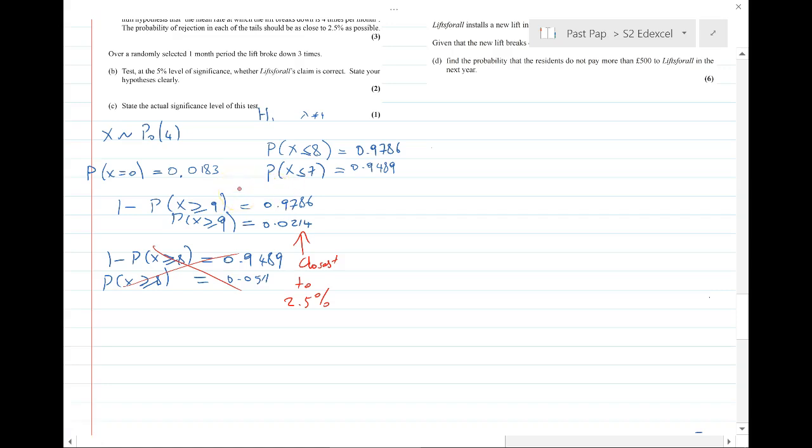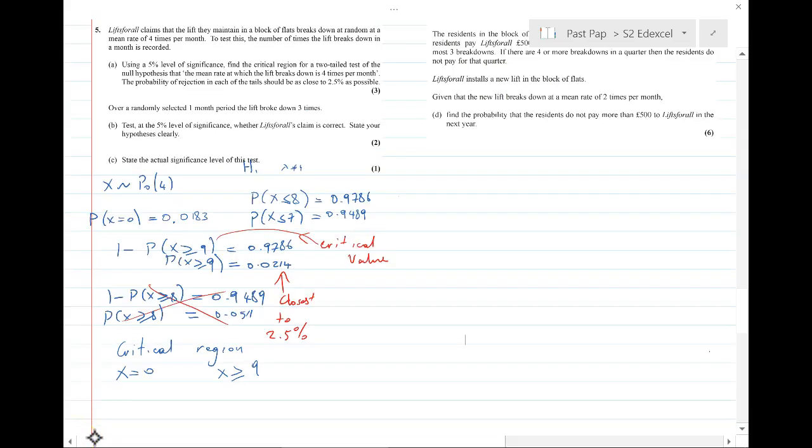So that's telling us here that this is the critical value. So the critical region is x is equal to 0 on the left-hand tail, and x is greater than, and it's Poisson, so it's just open-ended, you can go to any number, is greater than or equal to 9. That is our critical region for a two-tailed test.